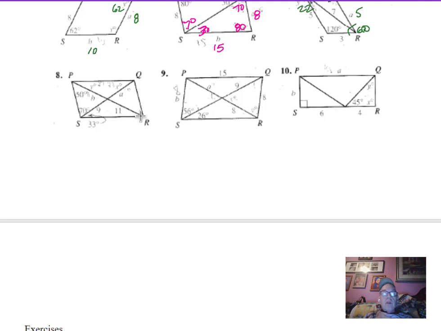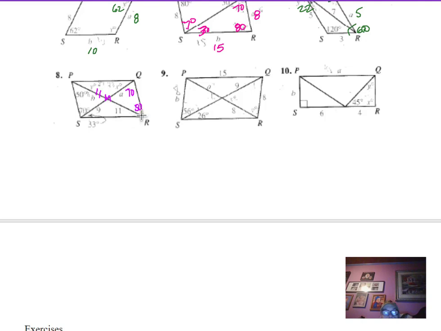If this is, let's call this M. If MR is 11, then MP must also be 11, so that gives us the B. If this is 33 degrees, this adds up to 103. This angle up here must also be 103 degrees. With parallel lines cut by a transversal, this is going to be a 50-degree angle. Parallel lines cut by a transversal, this is going to be a 70-degree angle.